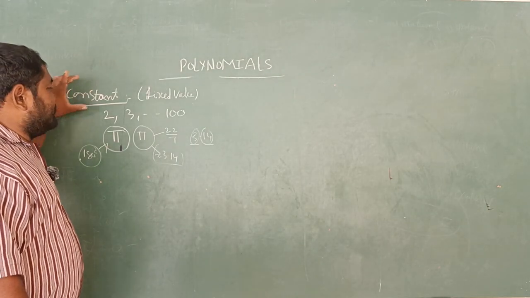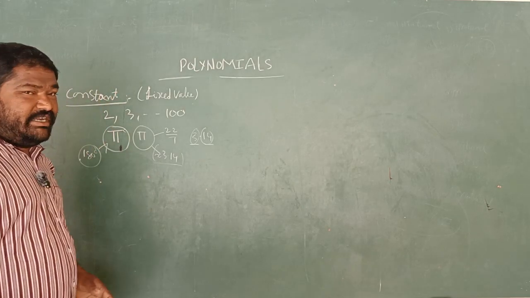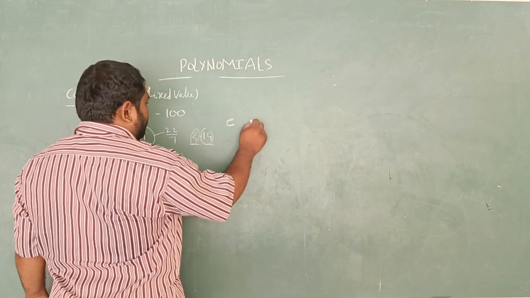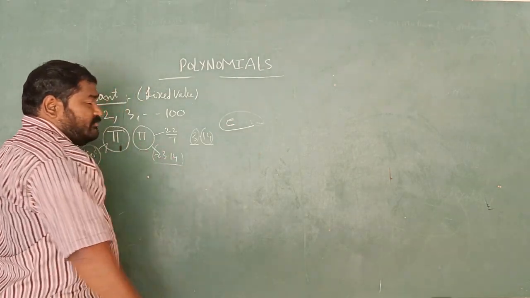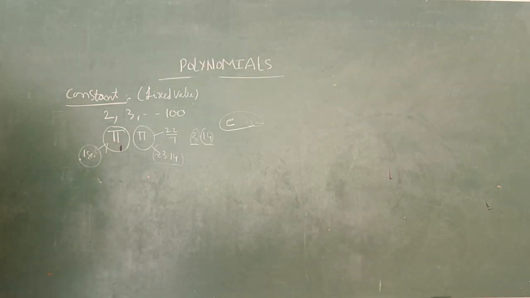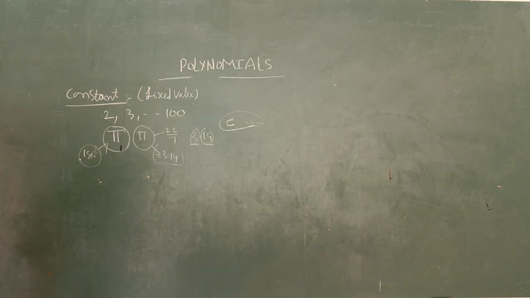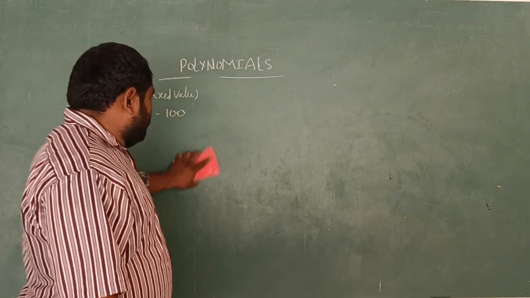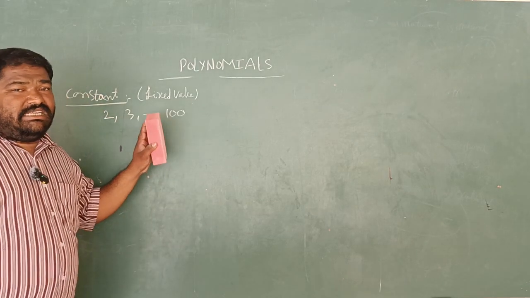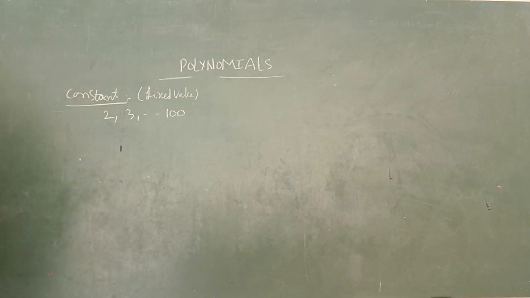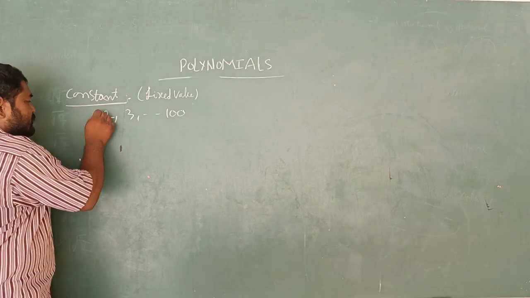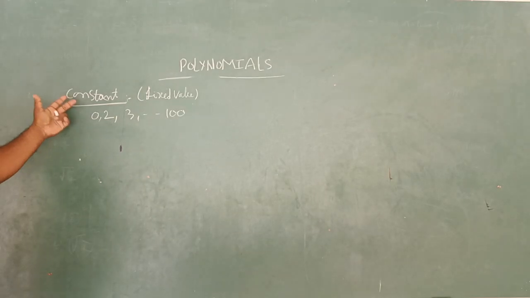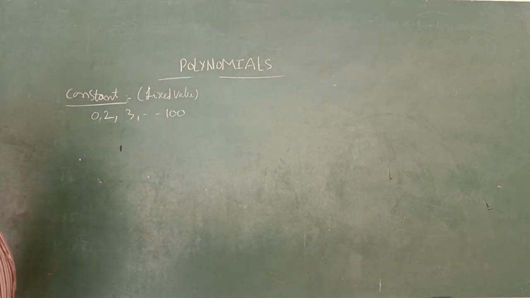A symbol which has a fixed value is called a constant. For example, e. e is a symbol. It has a fixed value, 2.71 something. A symbol which has a fixed value is called a constant. Therefore, in general mathematics, we use numbers as constants. Numbers, whatever they are. Zero is also a symbol. Zero is a fixed value. Zero is zero. Zero is a symbol. It has a fixed value. It is called a constant.